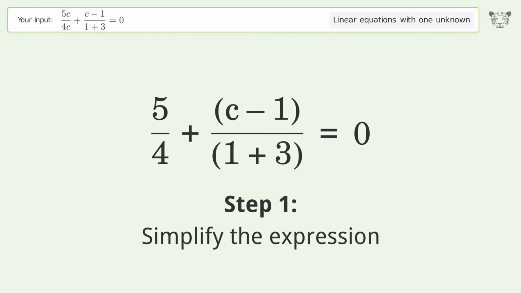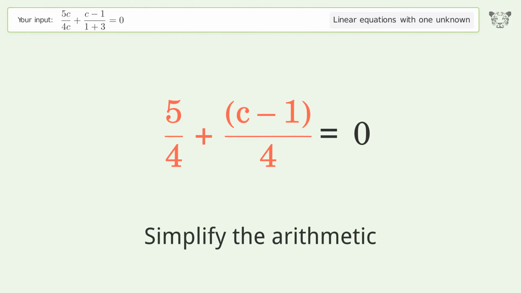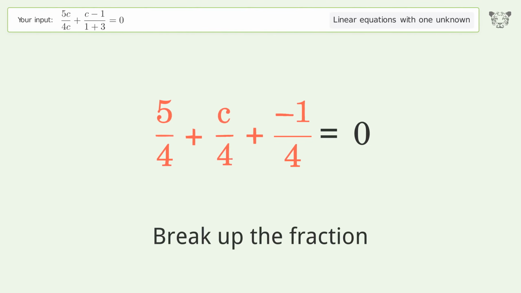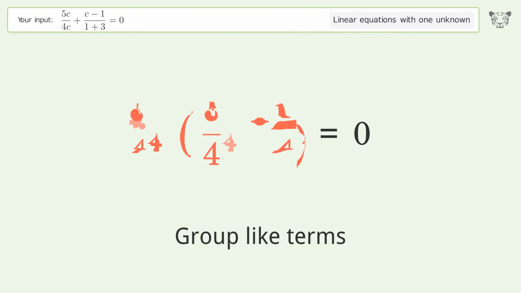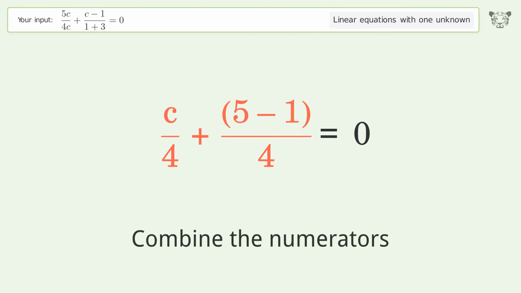Simplify the expression. Simplify the arithmetic. Break up the fraction. Group like terms. Combine the fractions. Combine the numerators.